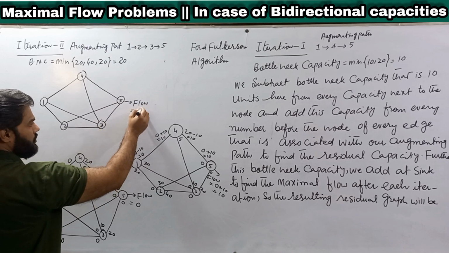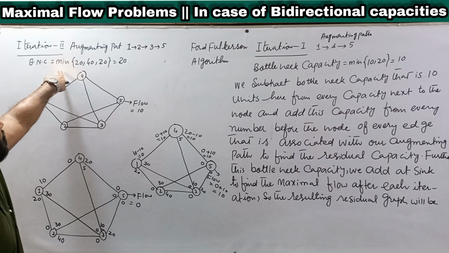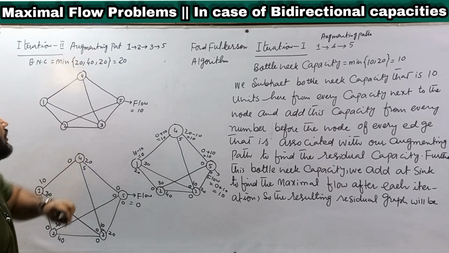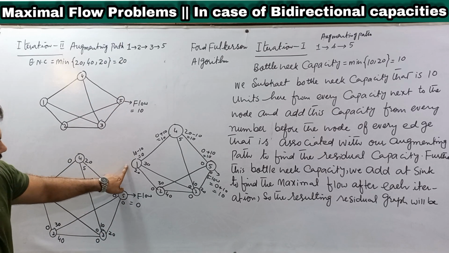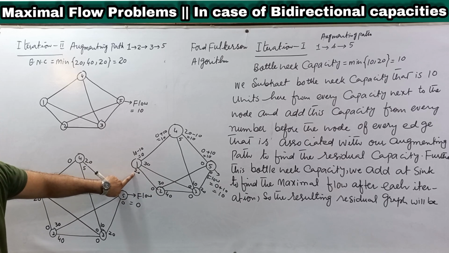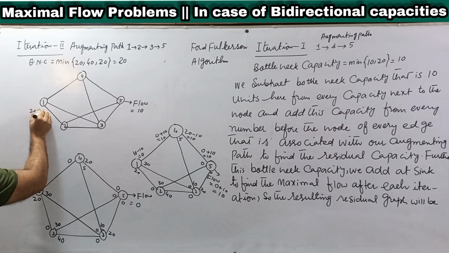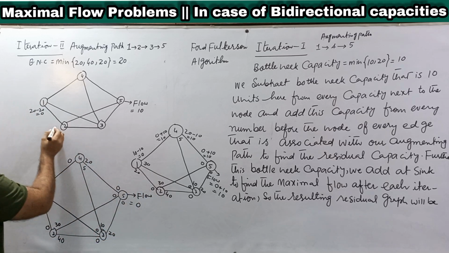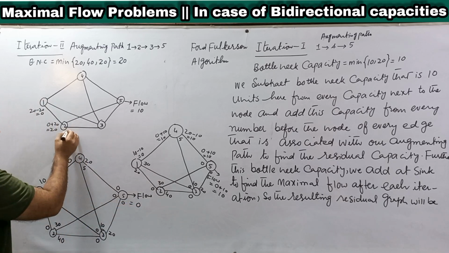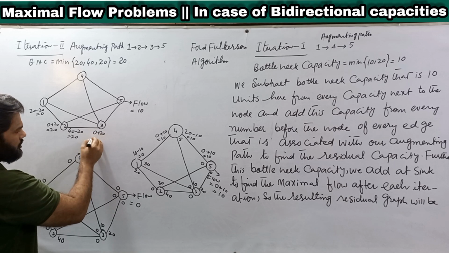Last flow was of 10 units. Now we will change the numbers on the edges that are associated with our augmenting path. The first edge is between node 1 and node 2. This is 20. Subtract this bottleneck capacity from this number: 20 minus 20 is equal to 0. And add this number 20 to here: 0 plus 20 is equal to 20. This is 40; 40 minus 20 will become 20. And here 0 plus 20 is equal to 20.